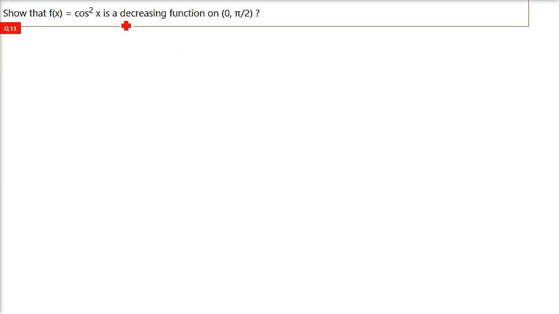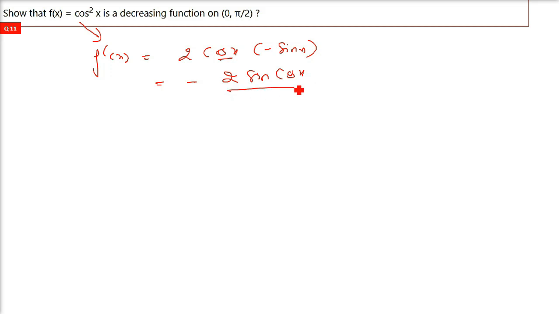Show that f(x) equals cos square x is a decreasing function on 0 to pi by 2. So let us differentiate it first. f dash x is going to be, for cos square x, 2 cos x. Differentiation of cos x will be minus sin x. So this is going to be minus 2 sin x cos x. So 2 sin x cos x will be sin 2x. So we have minus sin 2x.